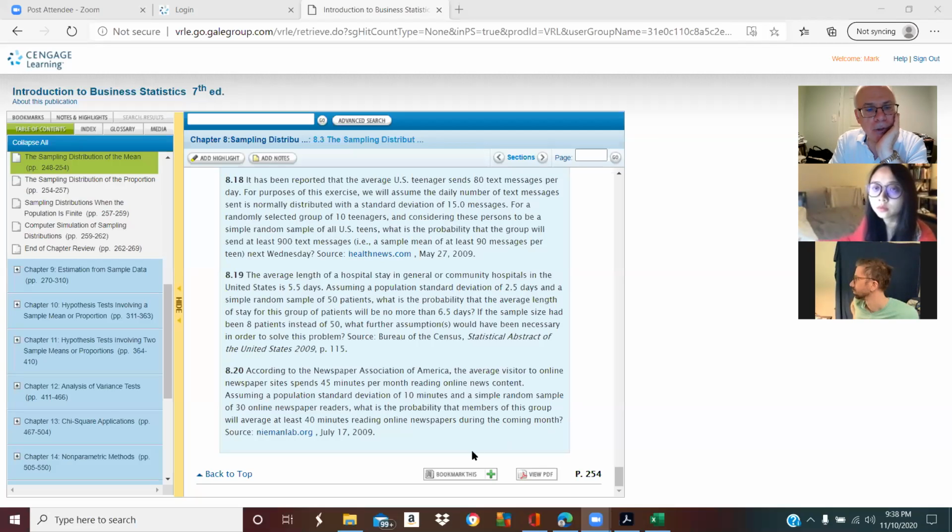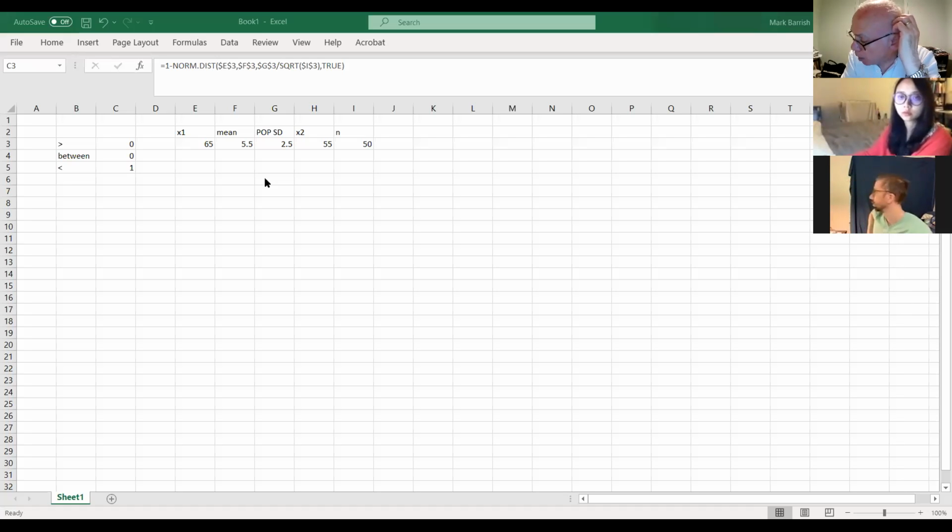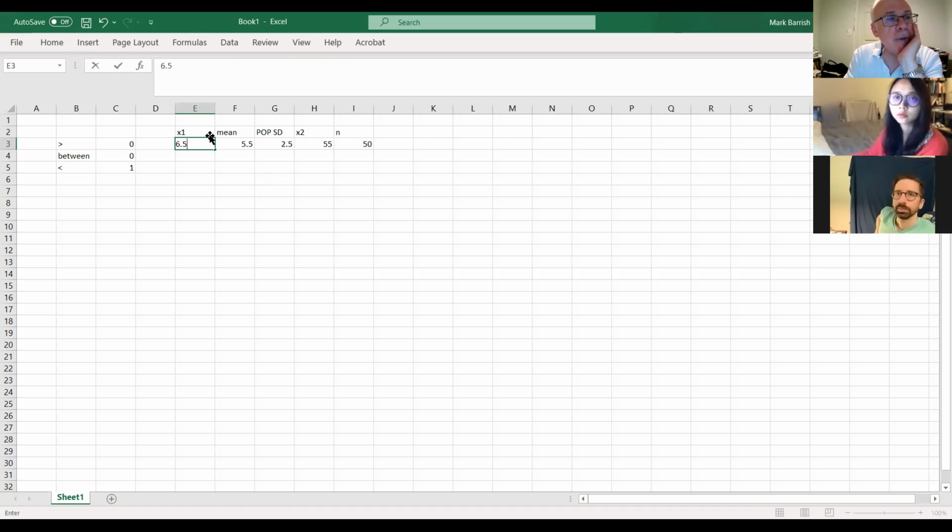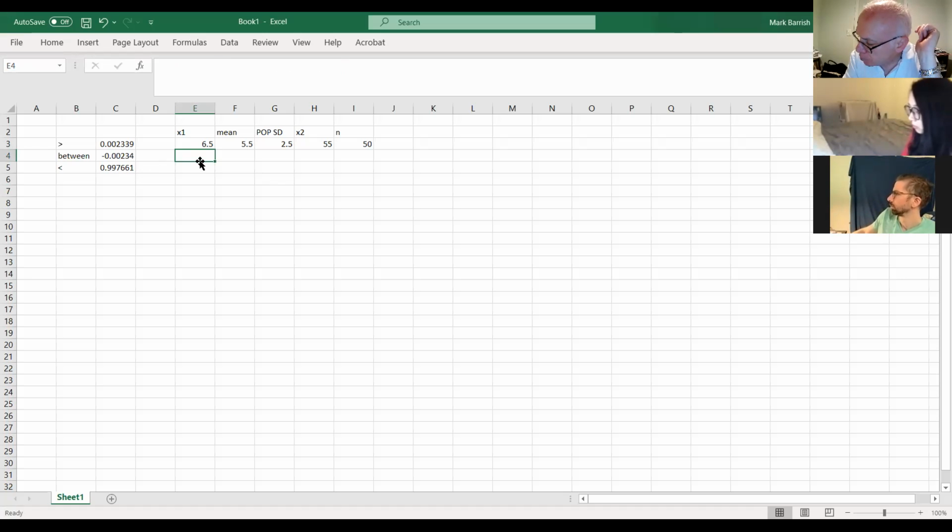Oops. Let's do this right. All right, 6.5. There we go. So it's the probability of X is less than 6.5. So we're going to put 6.5 here. Remember, the less than problem is the last probability, 0.9977. Is that what they're asking for? Is that the right one? Is it greater than or less than? That's it, right? 0.9977.